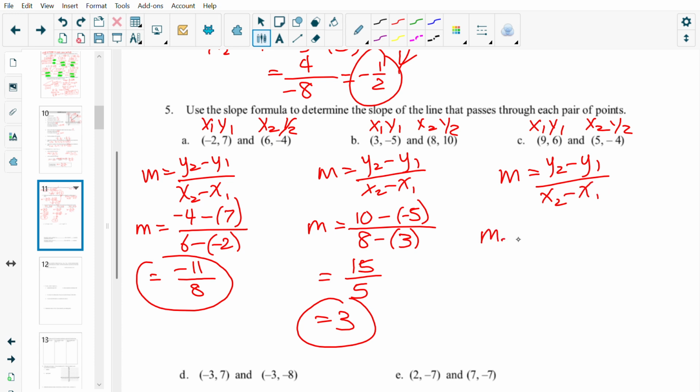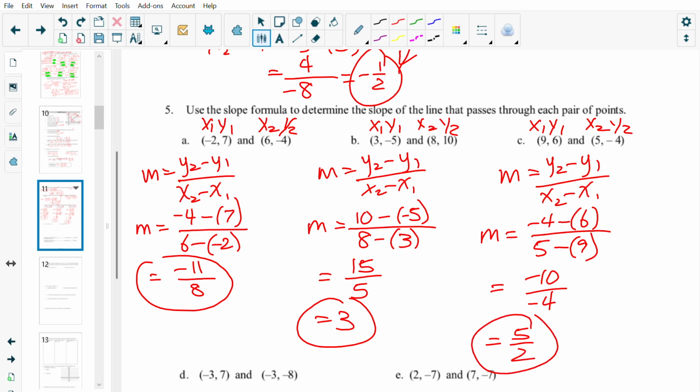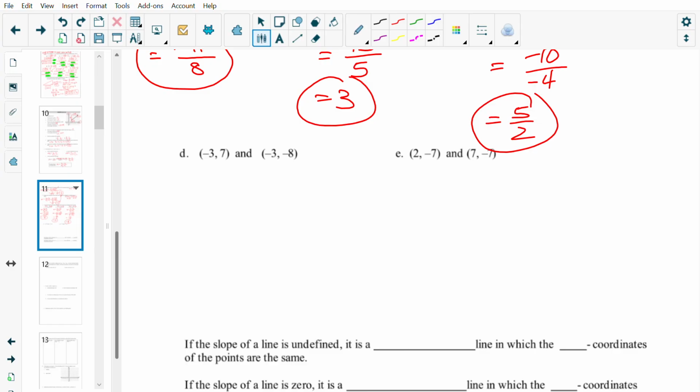Okay, there's a slope formula. Slope equals y2 minus y1, negative 4 minus 6, use brackets. x2 is 5 minus x1, which is 9. That's negative 10 divided by negative 4. That's also a slope of 5/2. Letter D. Well, let's label that.